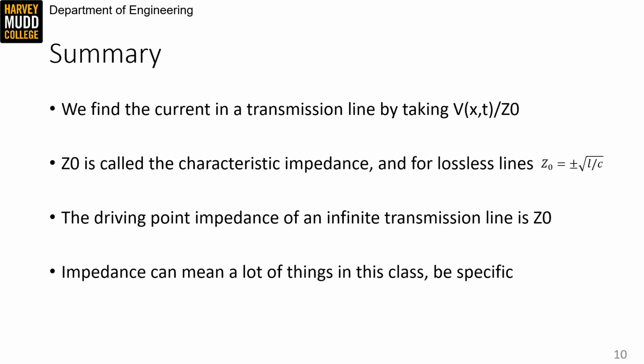So, in summary, we can find the current in a transmission line by taking V(x,t) divided by the characteristic impedance Z0. Z0 is called the characteristic impedance, and for lossless lines, it's equal to plus or minus square root of L over C. The driving point impedance of an infinite transmission line is Z0, and impedance can mean a lot of different things in this class, so be sure to be specific.